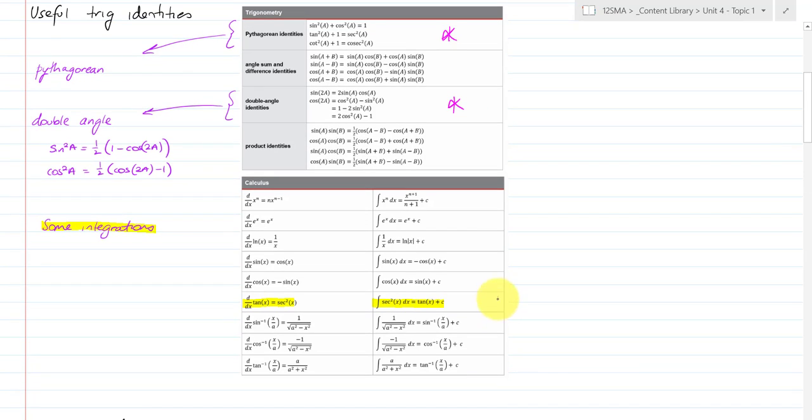Also, sec and tan are related in integration. If you differentiate tan, you get sec squared, and if you integrate sec squared, you get tan. That's an important relationship you'll need as well. And obviously you'll know sine goes to cos goes to negative sine, etc.